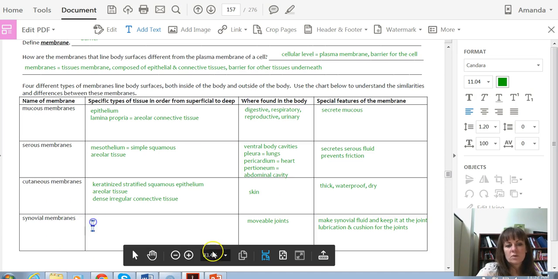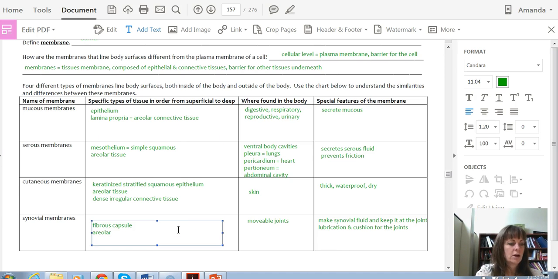The most superficial layer there is going to be the fibrous capsule. And then we're going to have a layer of areolar tissue, and then a layer of epithelium. It's a modified epithelium, and this is the thing that secretes the synovial fluid.